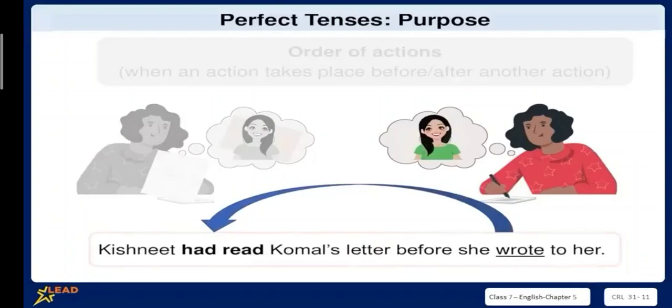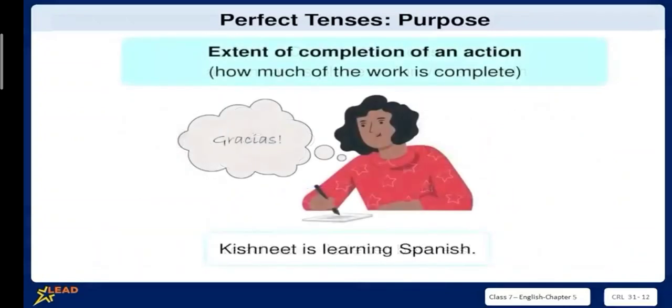In the sentence, Kishneet had read Komal's letter before she wrote to her, the verb had read is in the perfect tense. Note that this purpose helps to specify the time of an action by answering the question, when exactly did Kishneet write the letter? Let us now look at the second purpose of perfect tenses.